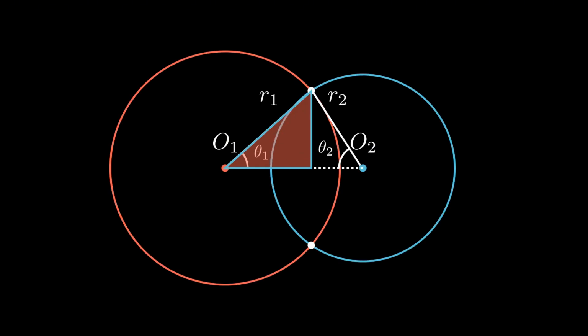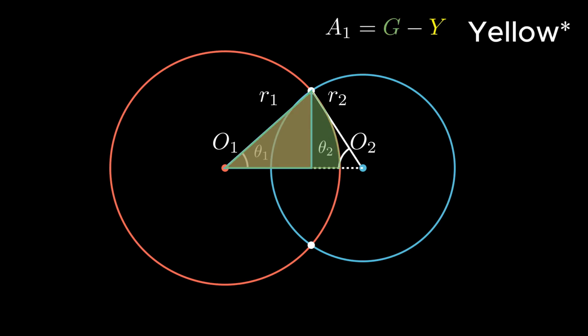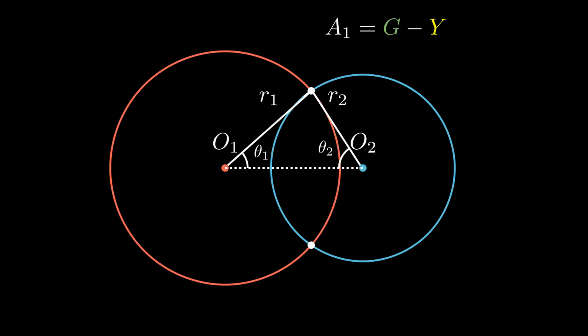First, find the area of the green sector, then subtract the area of the orange right triangle to find A1. Secondly, repeat the same procedure for the other circle to find A2. The intersection area, which is denoted with I, will be equal to 2 times A1 plus A2.